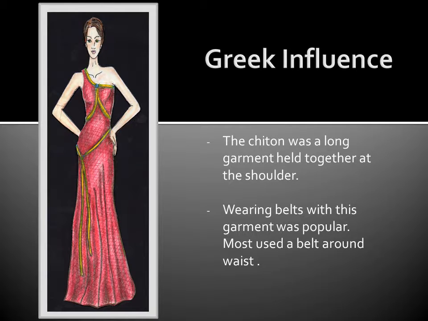Most men and women wore a variation called the chiton. The chiton was a long garment held together at the shoulder. Wearing belts with this garment was also popular, and most used a belt around the waist to tuck in the chiton, especially around the chest area or below it. This sort of belt or breastband, called a strophion, was sometimes used in a similar way as we use the modern day bra.